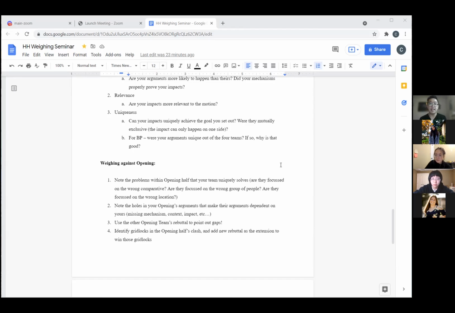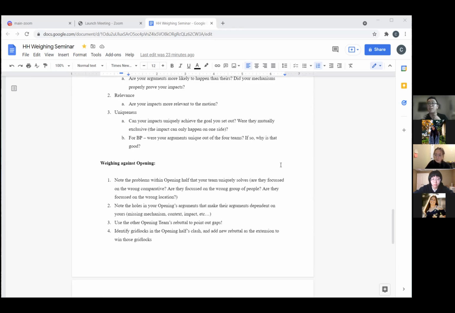The final thing to consider then is to identify gridlocks in the opening's clash, right? So maybe the OG and opening opposition both talk about different groups of people, but don't weigh why those different groups of people are more or less important than one another, in which case you can provide the weighing. Maybe OG gives one argument that an X group will respond in Y way, and then opening opposition says X group will respond in Z way instead, right? In that instance, prove why it is more likely that they will respond in Y way than Z way.